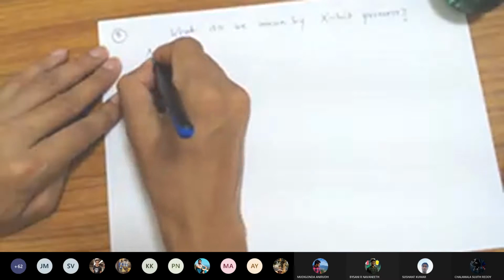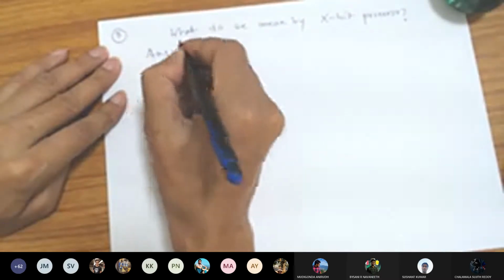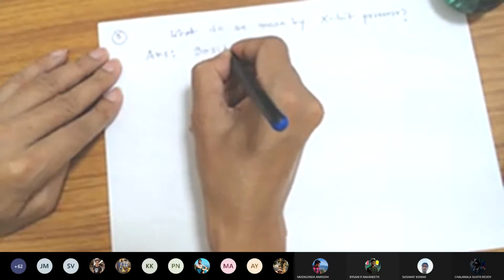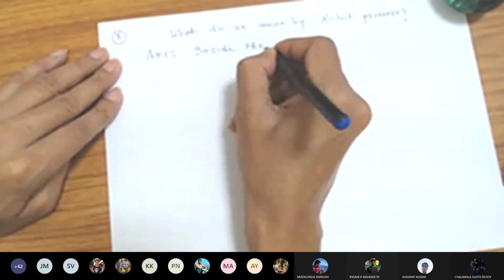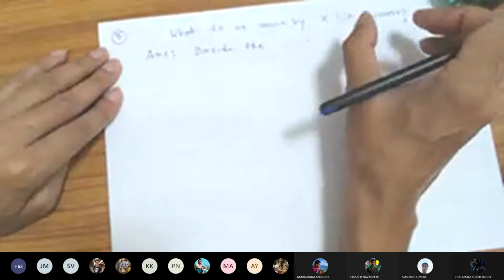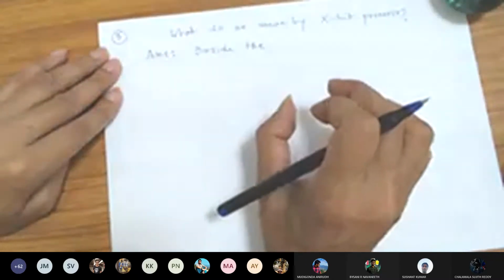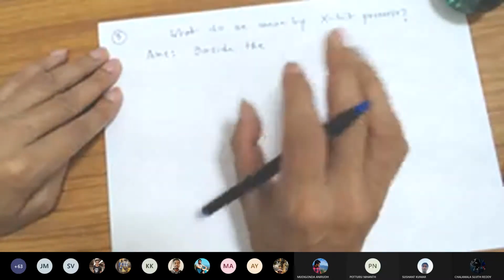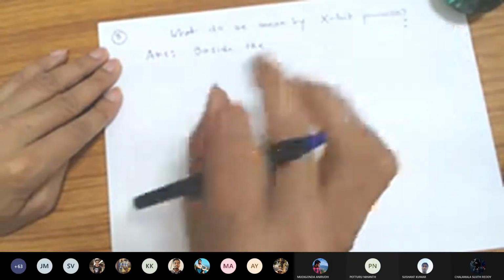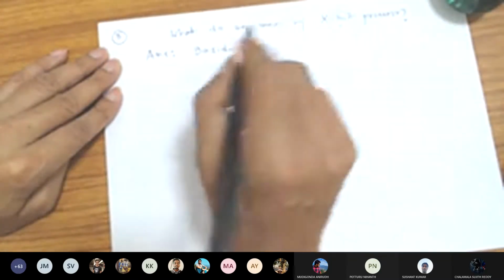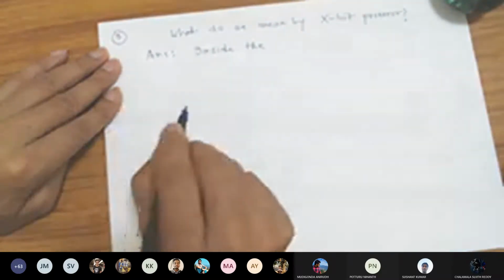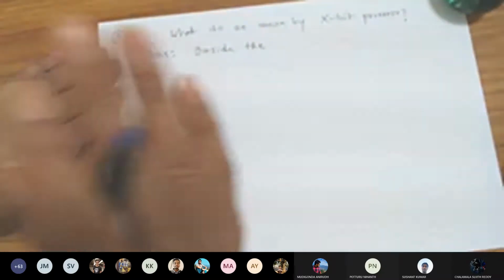The answer is, inside the processor. This is very important. The conceptual understanding of X-bit processor or N-bit processor is very important, because based on that all our design will follow. So inside the processor, please carefully look into this. What I am discussing now will be very much important for design purpose.